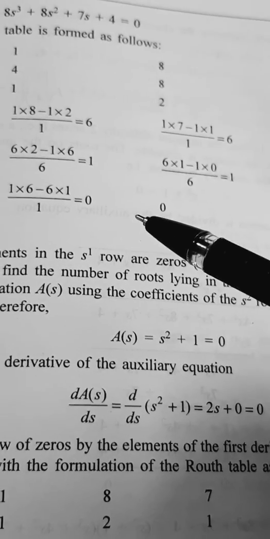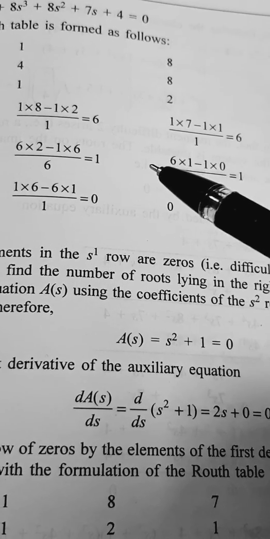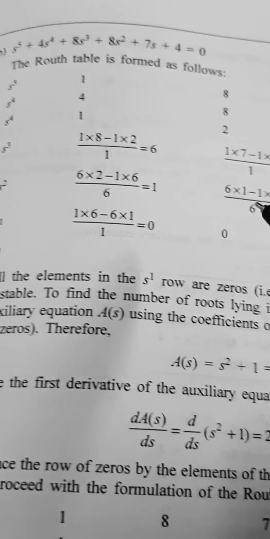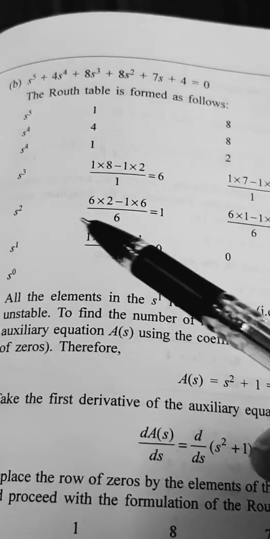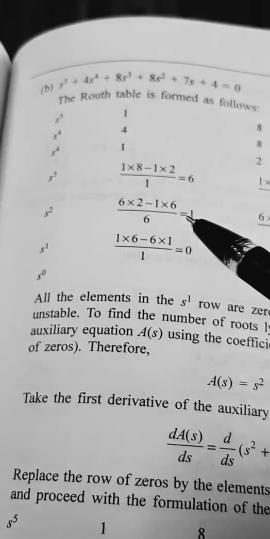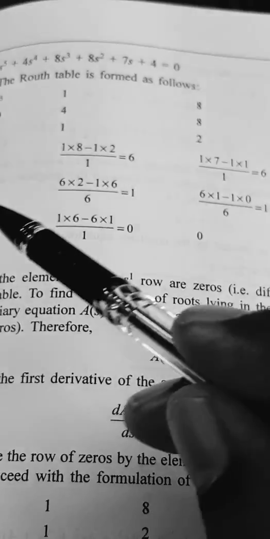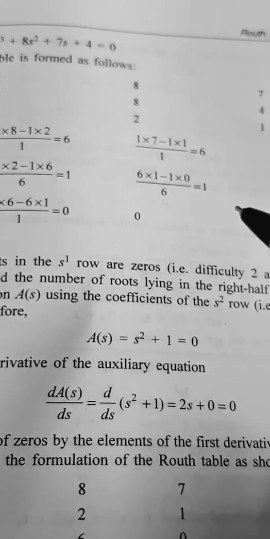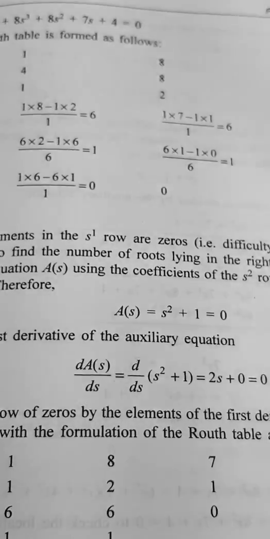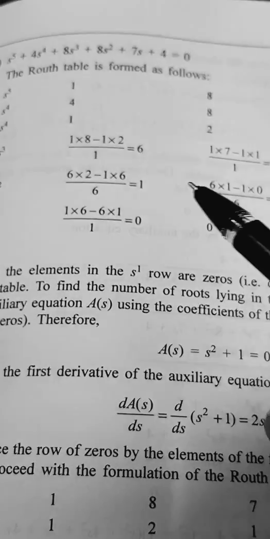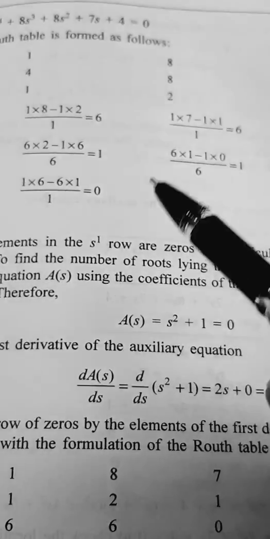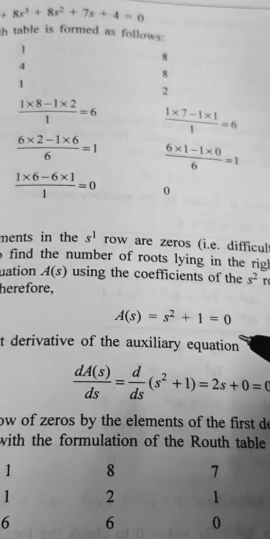So what you have to do is form an auxiliary expression or auxiliary polynomial considering the coefficients of the previous row. So here the coefficients are 1 and 1. So you will get 1 into s square plus 1 is equal to 0. Here the highest power is s square, so 1 into s square, and plus 1, because next to next, that is 1, is equal to 0.